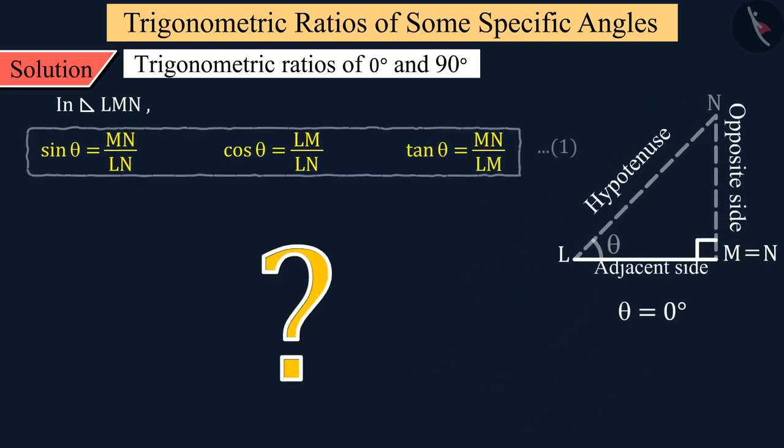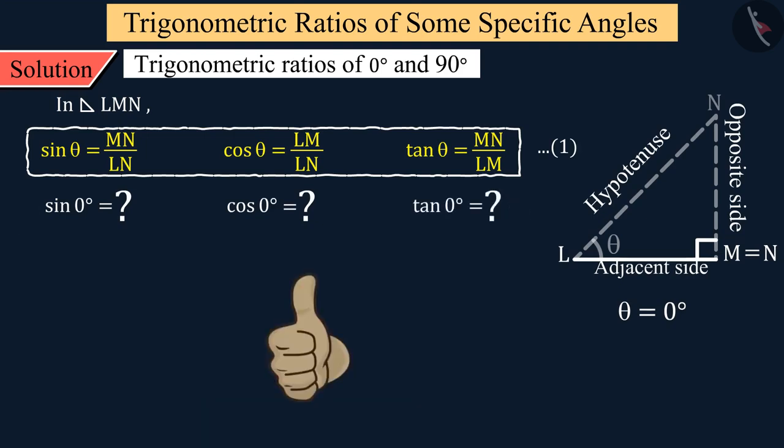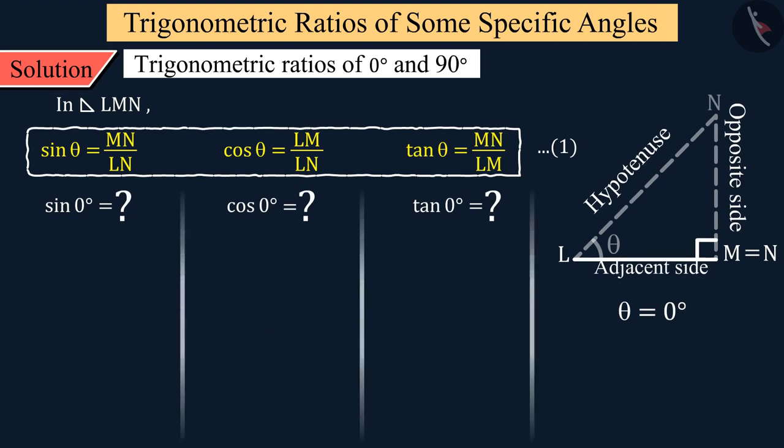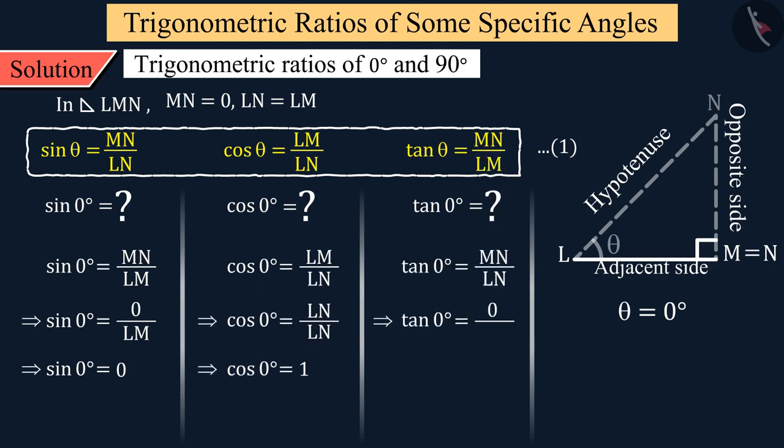Then, can you tell what will be the value of sine 0 degrees, cos 0 degrees and tan 0 degrees in this condition? Well done! From the above condition, we see that the value of side MN is 0 and side LN is equal to side LM. So, with the help of equation 1, we can say that the value of trigonometric ratios of sine 0 degrees, cos 0 degrees and tan 0 degrees are 0, 1 and 0 respectively.